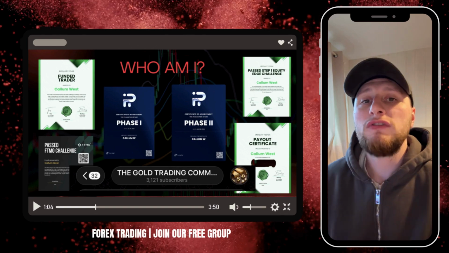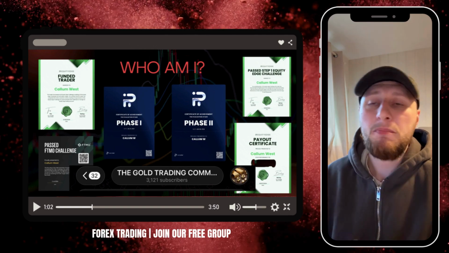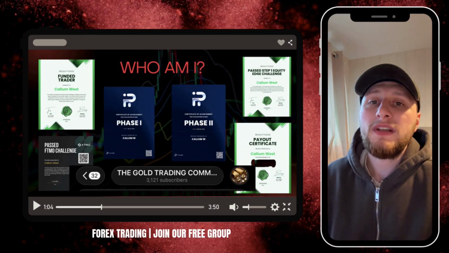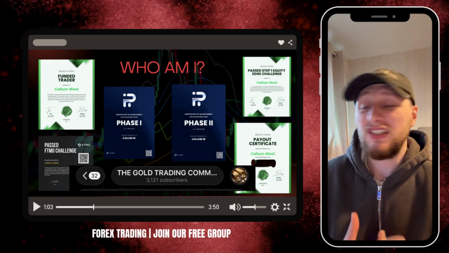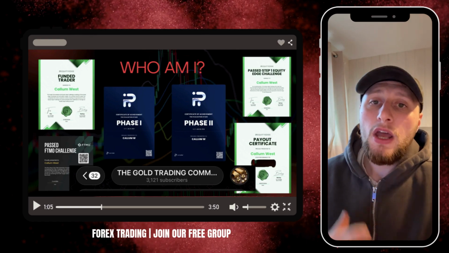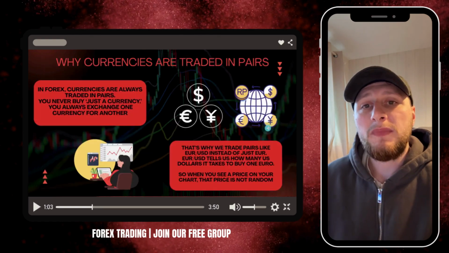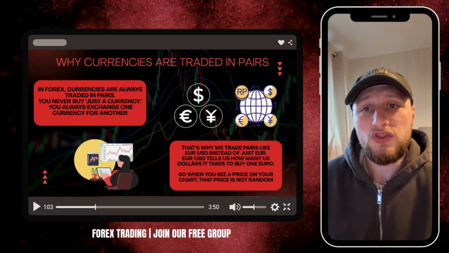So in Forex, currencies are always traded in pairs. You never buy just a currency. You always exchange one currency for another. Why? Because the currency by itself has literally no value whatsoever. A US dollar doesn't mean anything on its own. Its value only exists when you compare it to something else.